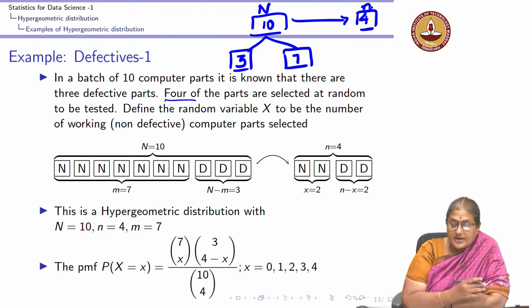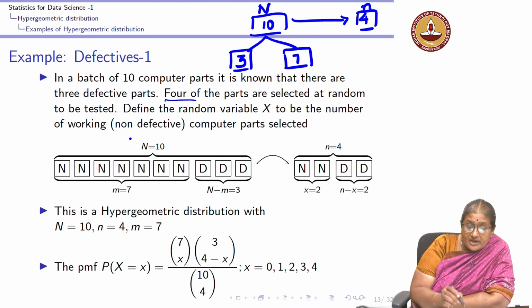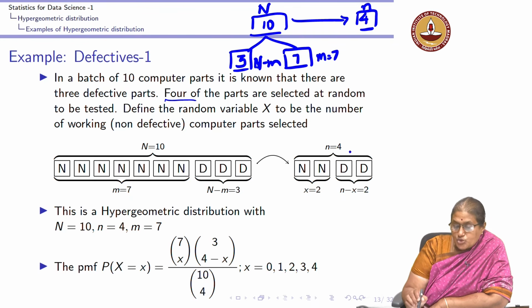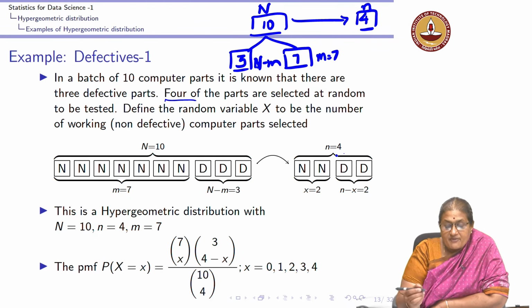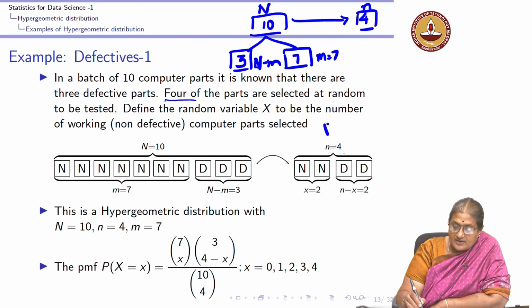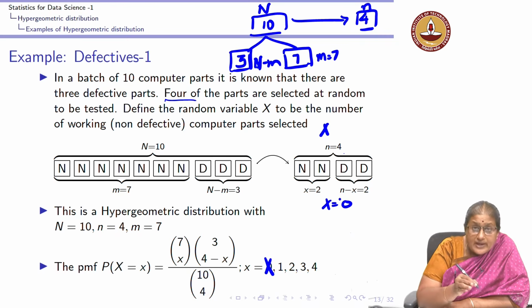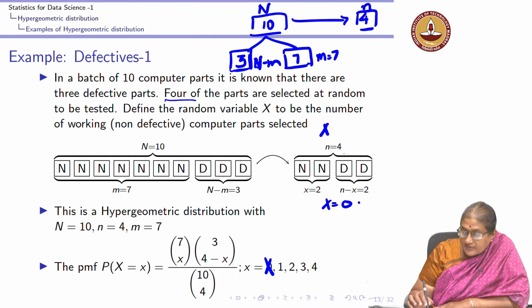I am defining the random variable to be the number working. So, what is the number working here? Here my m equal to 7 and my N minus m is equal to 3. So, I have non-defective and defective. From this I am choosing a sample of 4 and I want to know what are the values this x can take. So, x equal to 0 cannot happen because I have only 3 defective. So, I cannot have a case where I have all the 4 defective.